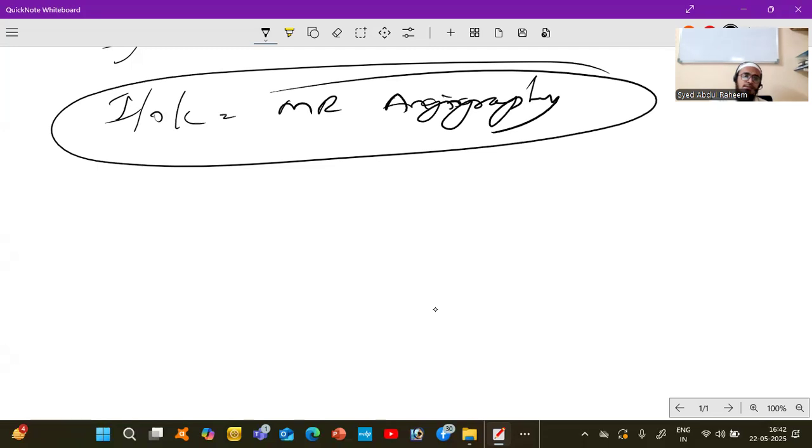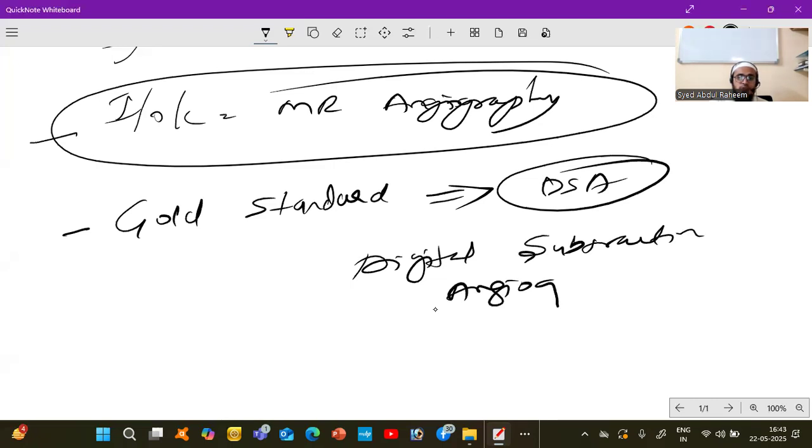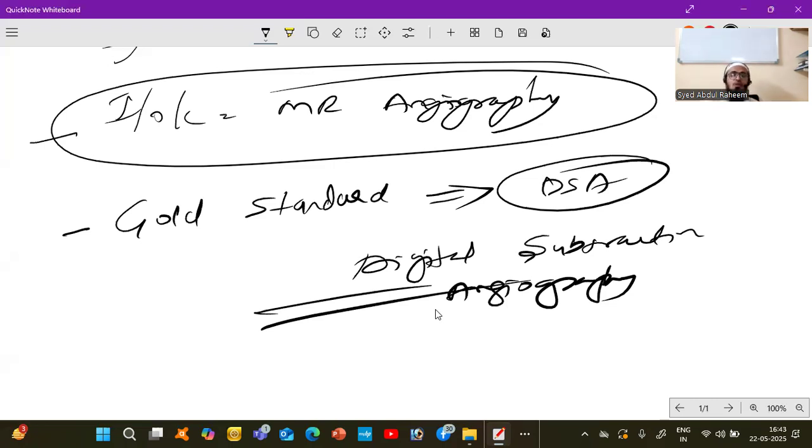Next, the gold standard scan is DSA. DSA means digital subtraction angiography. These are the two scans which will give you a perfect idea of which artery is blocked in the kidney and how much is blocked, so what type of treatment is to be done.